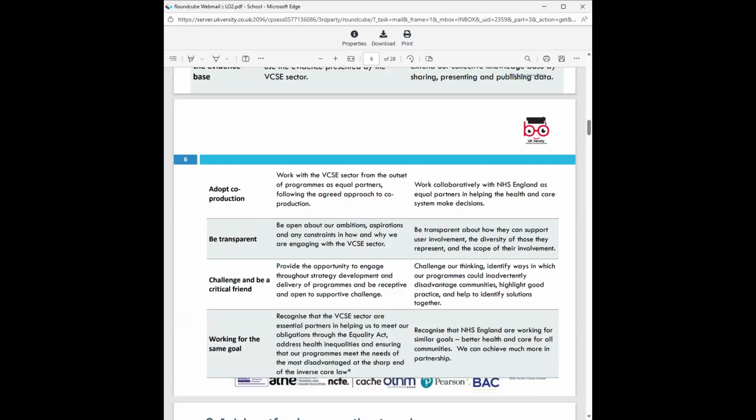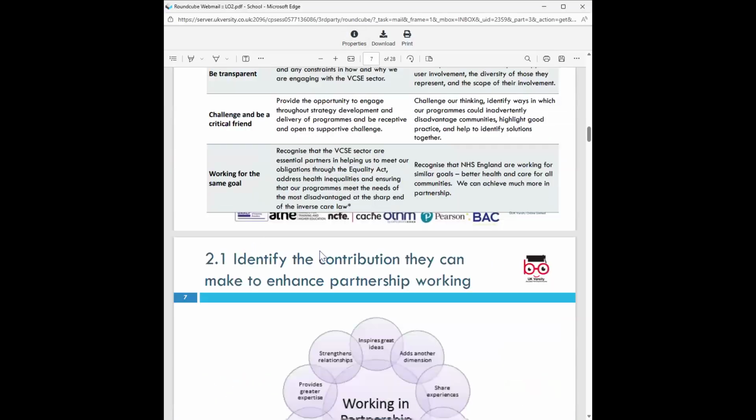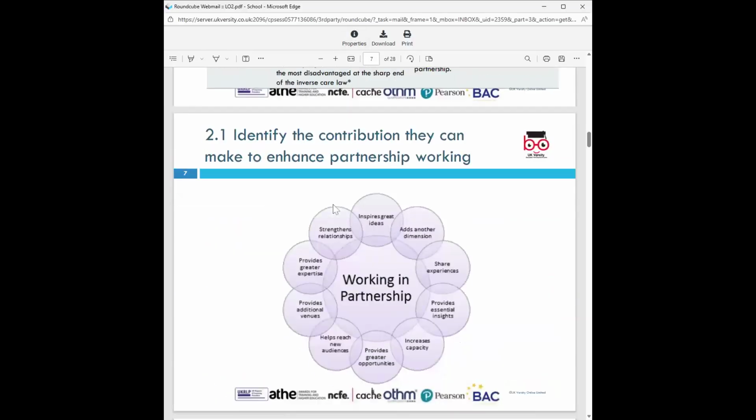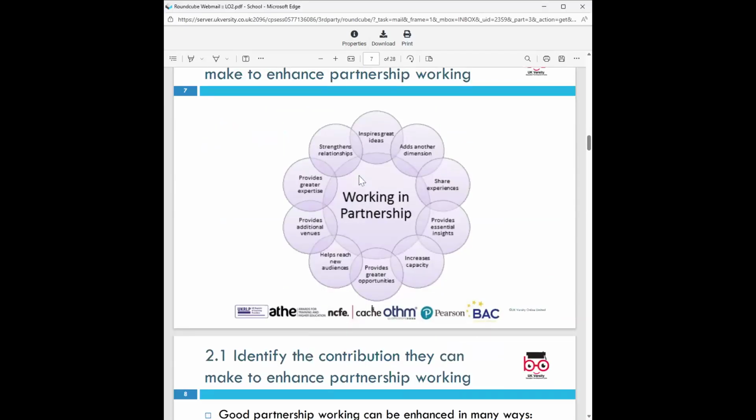Be ambitious, challenge and be a critical friend, provide opportunity to engage with them, challenge the thinking, identify ways in which programs inadvertently disadvantage communities, and they're all working towards the same goal. They're all trying to achieve the same goal. 2.1, identify the contribution they can make to enhance partnership.